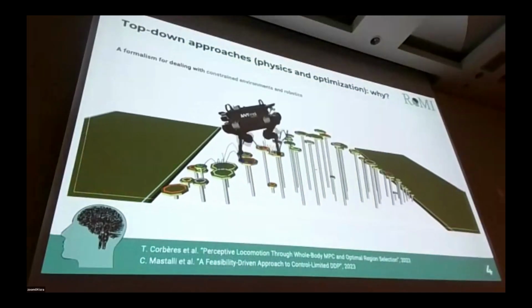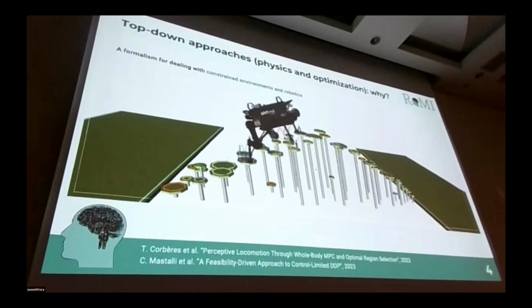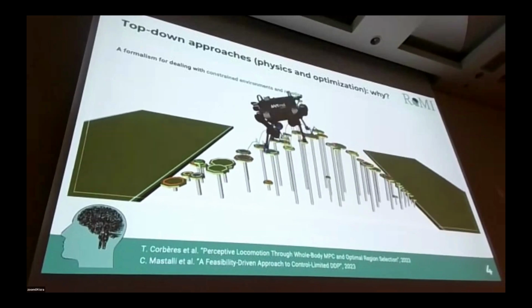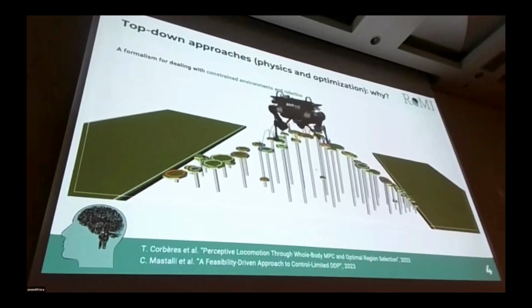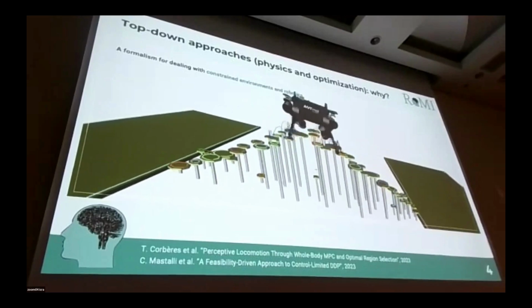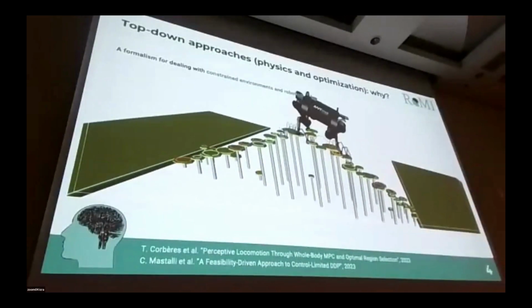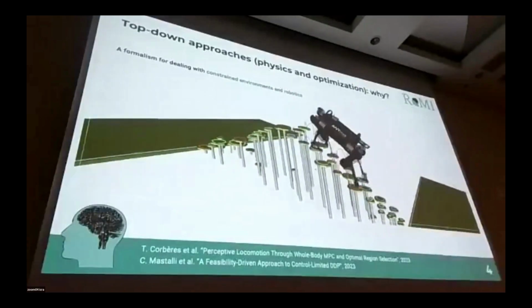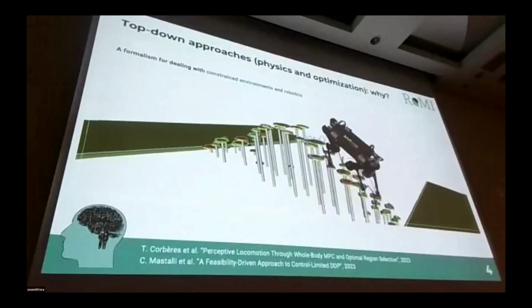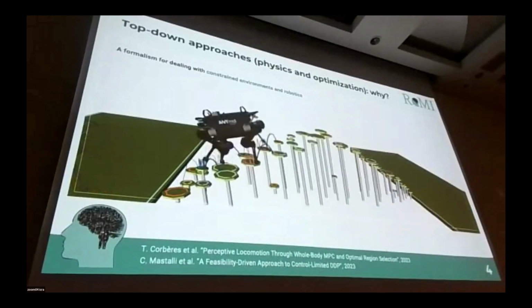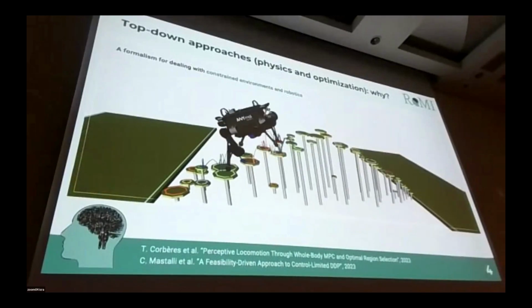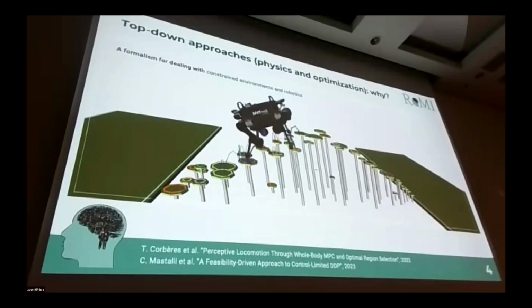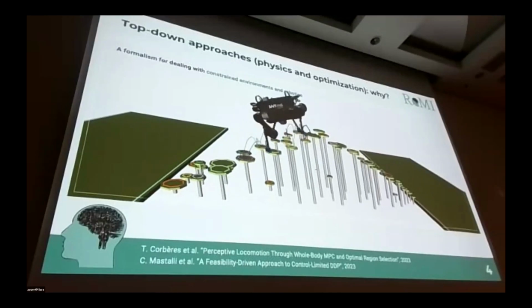Now, there are different ways of doing this, of course. There are what I like to call bottom-up approaches, so machine learning, RL, et cetera. But in my talk, I'm going to talk about top-down approaches. Top-down approaches are approaches that come from first principles of optimization and physics. And let me explain why I keep doing this.